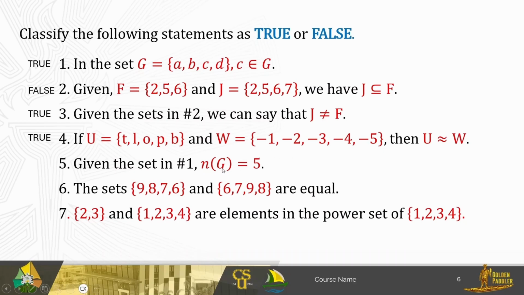Given the set in number 1, the n of G is 5. So the cardinality of G is 5. Is it true? We have 1, 2, 3, 4. So this means this is false. You are correct.